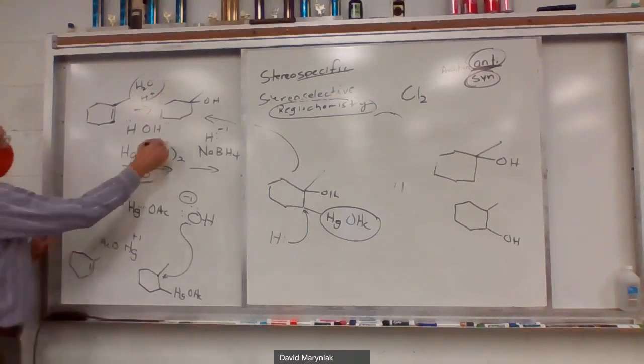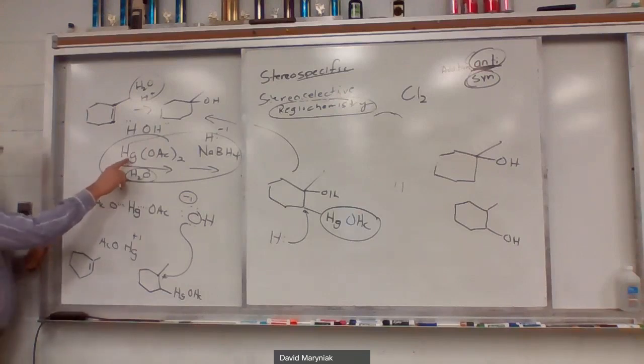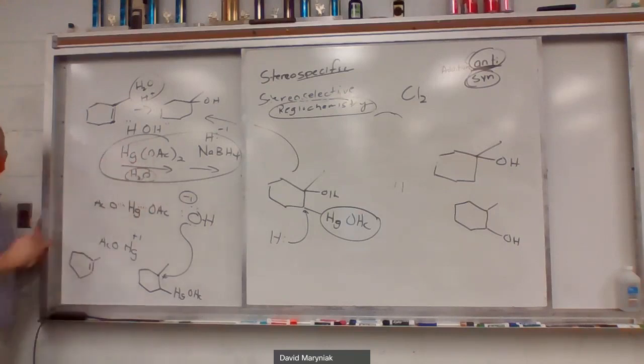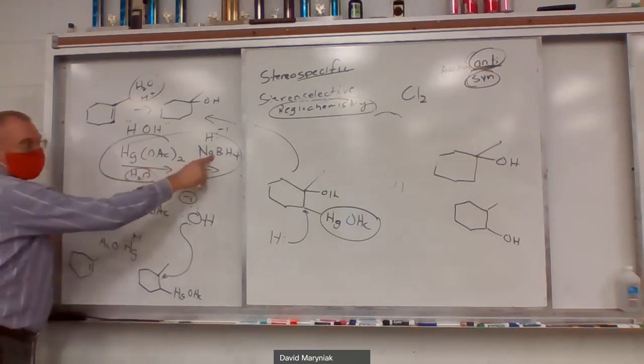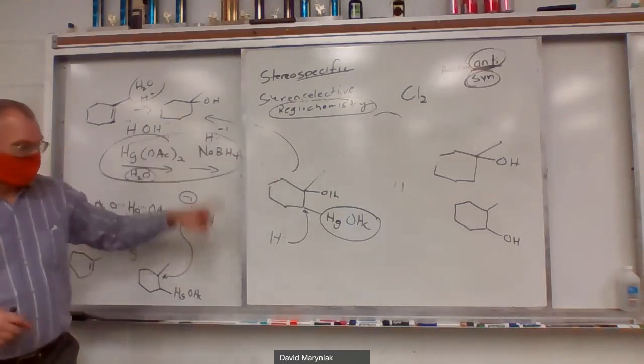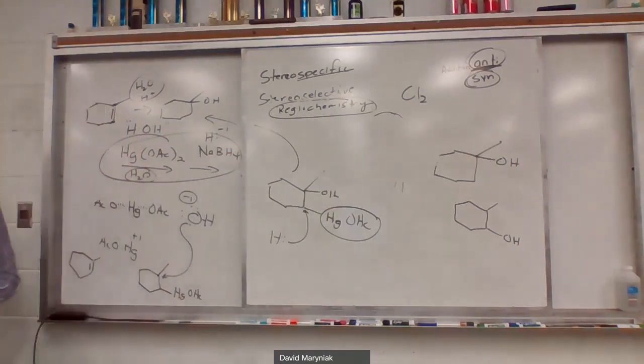So oxymercuration, demercuration uses how many reagent systems? Two. The first step is mercuration, and it's oxymercuration because oxygen is on the mercury. And the second step is called demercuration because in the second step, does the H minus knock off the mercury species?